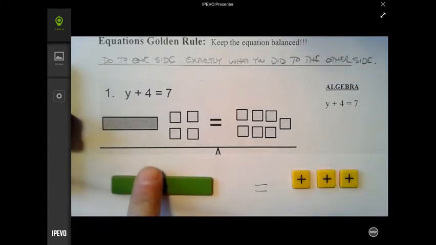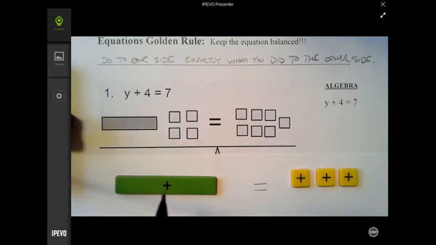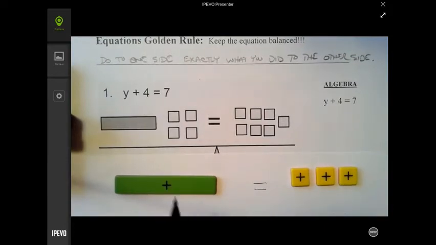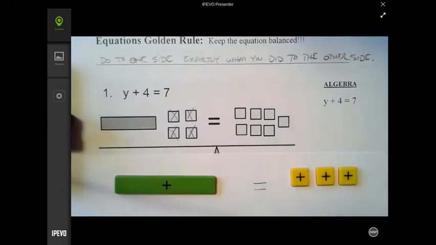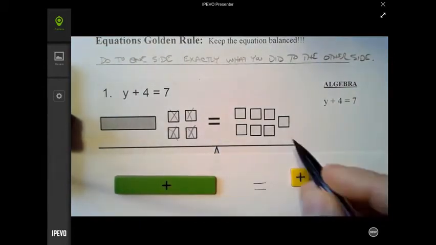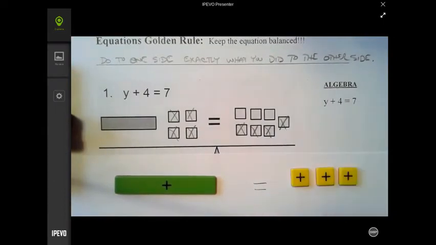And now my variable is all alone on the left-hand side, and I can see that it has a value of 3. Okay, so let's show that in our picture. Okay, to show that I took away those yellow squares, I'm going to cross them out. 1, 2, 3, 4. Whatever I do on the left, I also have to do on the right. 1, 2, 3, 4 are gone. And now our variable is alone on the left, and it equals on the other side a positive 3.